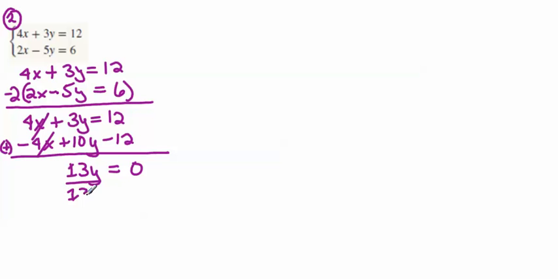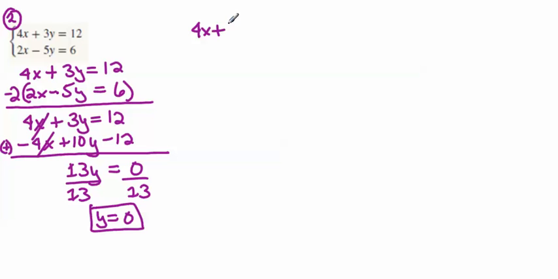Divide both sides by 13. I get y is equal to 0. Now what I want to do is plug 0 back into either one of the original two equations so I can solve for x. And I'll just pick the first one, it doesn't matter.